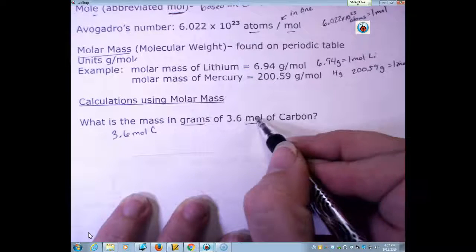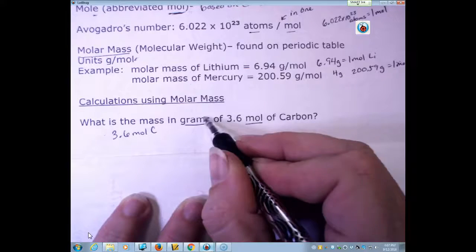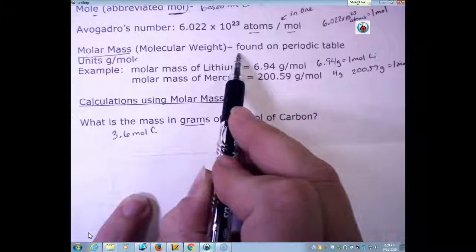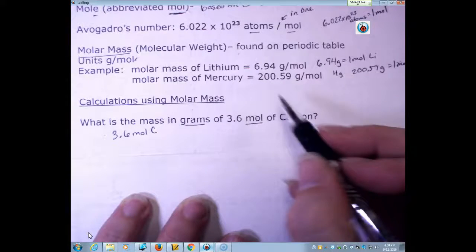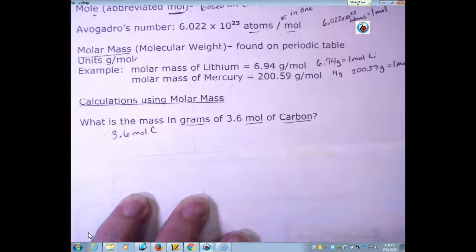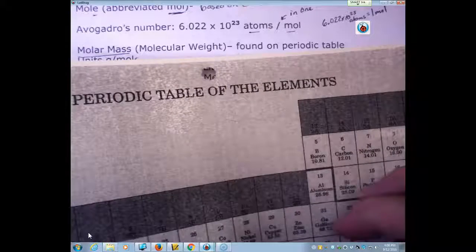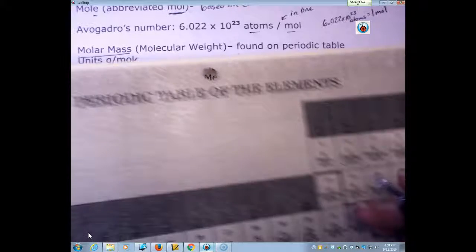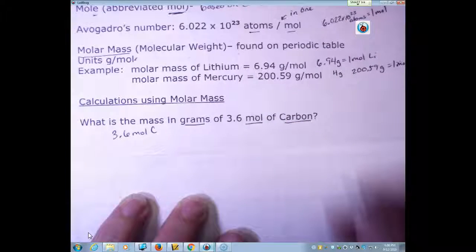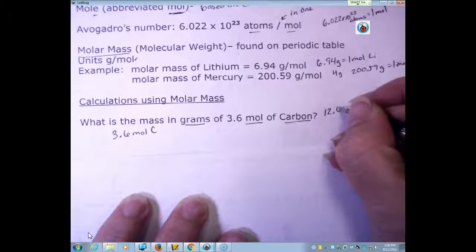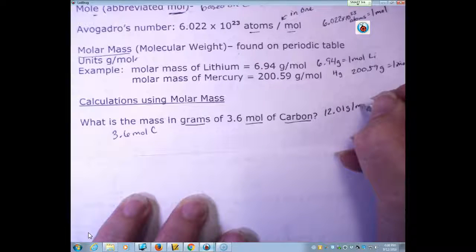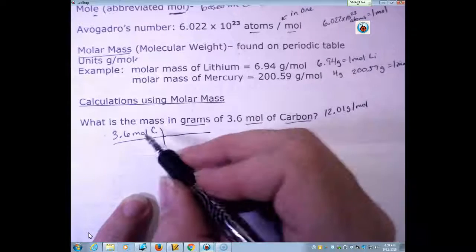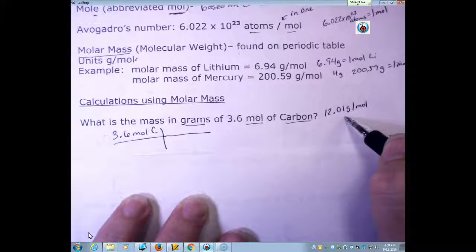So the conversion factor that goes from moles to grams or grams to moles is molar mass, and we find it on the periodic table. So I need to look up carbon on the periodic table, and I can see that its molar mass is 12.01 grams per mole. So I'm just going to write that down. We'll use that in a second. 12.01 grams per mole.